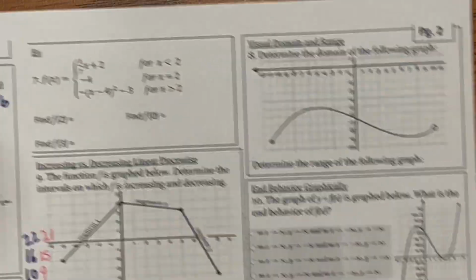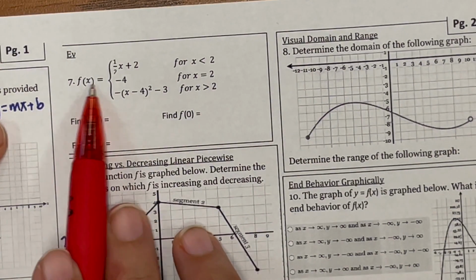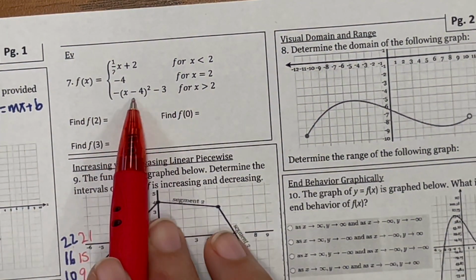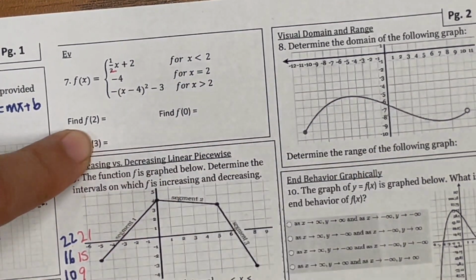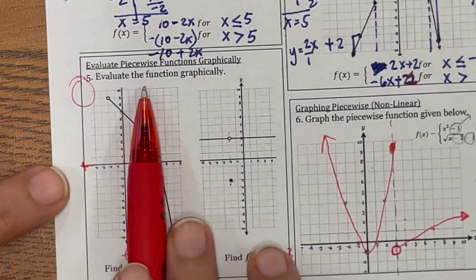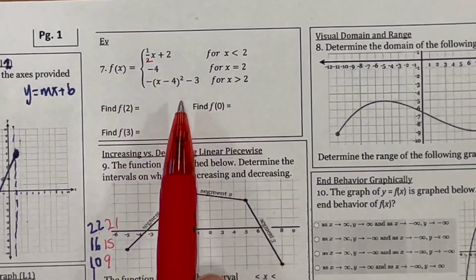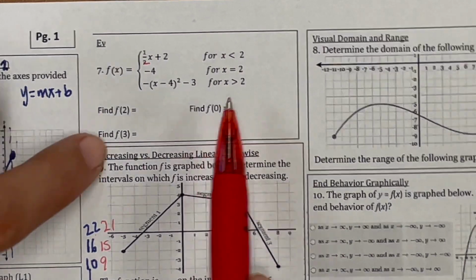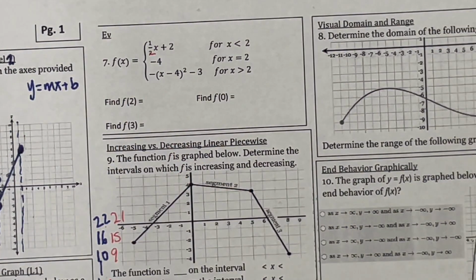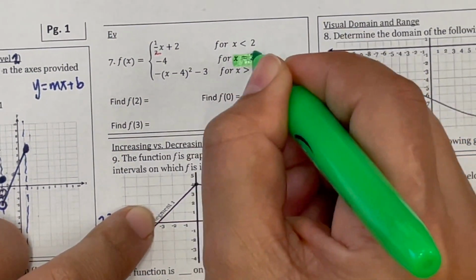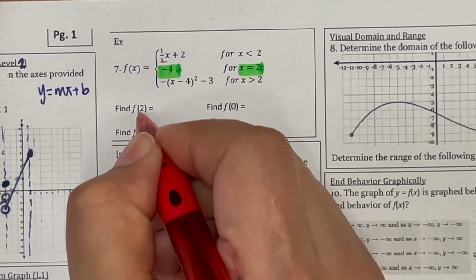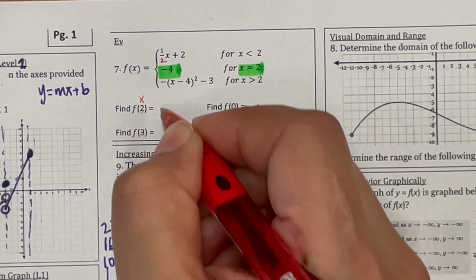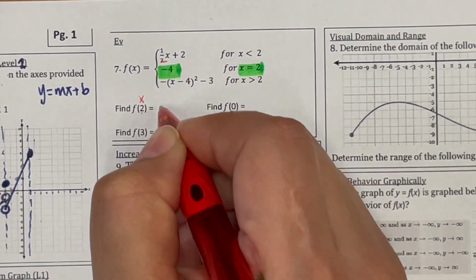All right, number 7. I think this is evaluating piecewise functions is what it looks like. Find f of 2. Okay, so we evaluated from a function graphically. Now we're going to evaluate from a function algebraically. So where would 2 be? So this is x is less than 2, but x equals 2 is right here. So it's going to be -4. So when x is equal to 2, y is -4.